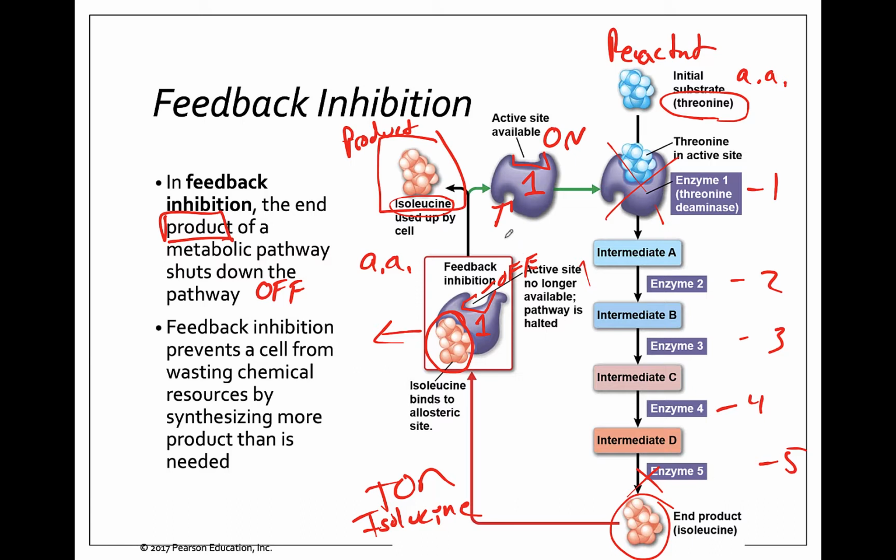And once we've done that, it can switch this back in the on position, and now the body can go back to making isoleucine. So we make the product, it turns off the pathway. We use the product, and once it's all gone, the pathway turns back on. And so it's kind of this cycle of making it, turning off the production, making more when we need it.